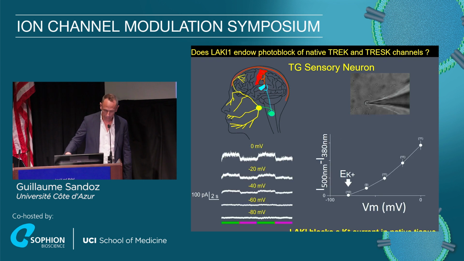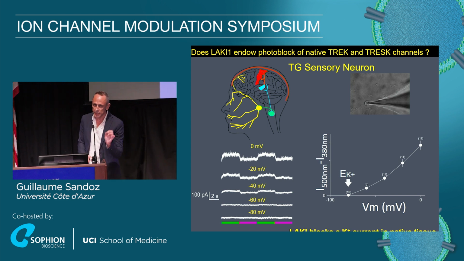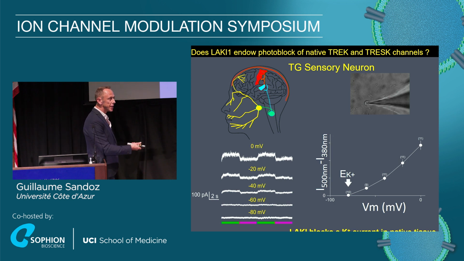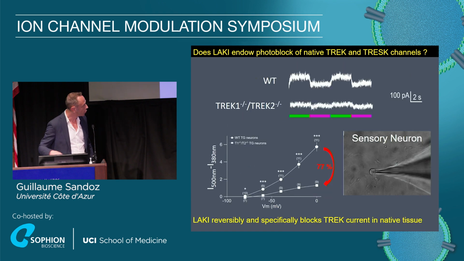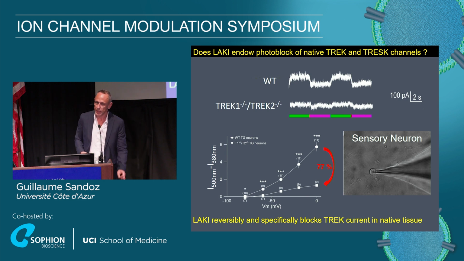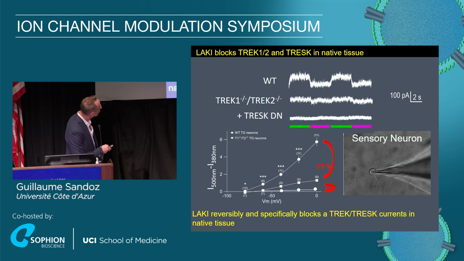If you look at the amplitude of this light-gated current according to the membrane potential, you can see that it crosses the x-axis at minus 80 millivolts, the expected potential in our conditions for potassium, meaning that in native tissue we specifically block potassium channels. Now we want to know which channels are carrying this current. To address this question, we used double knockout neurons, in which we invalidated TREK1 and TREK2. If you invalidate TREK1 and TREK2 in trigeminal neurons, you lose 80% of the light-gated current. In addition, if you transfect the dominant negative form of TRESK in these neurons, you lose 50% of the remaining 30% current. Meaning, in these experiments on trigeminal neurons, we specifically block TREK1, TREK2, and TRESK, the channels which are involved in chronic pain and migraine.